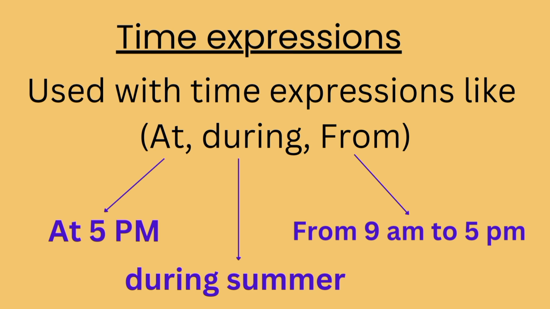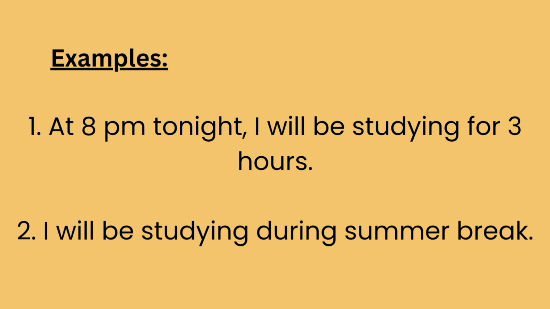The future continuous tense is also used with time expressions like at, during, from. For example, at 5 p.m., during summer, from 9 a.m. to 5 p.m. Now let's understand with examples how to use time expressions in the future continuous tense. For example, at 8 p.m. tonight, I will be studying for 3 hours. Second example is, I will be studying during summer break.